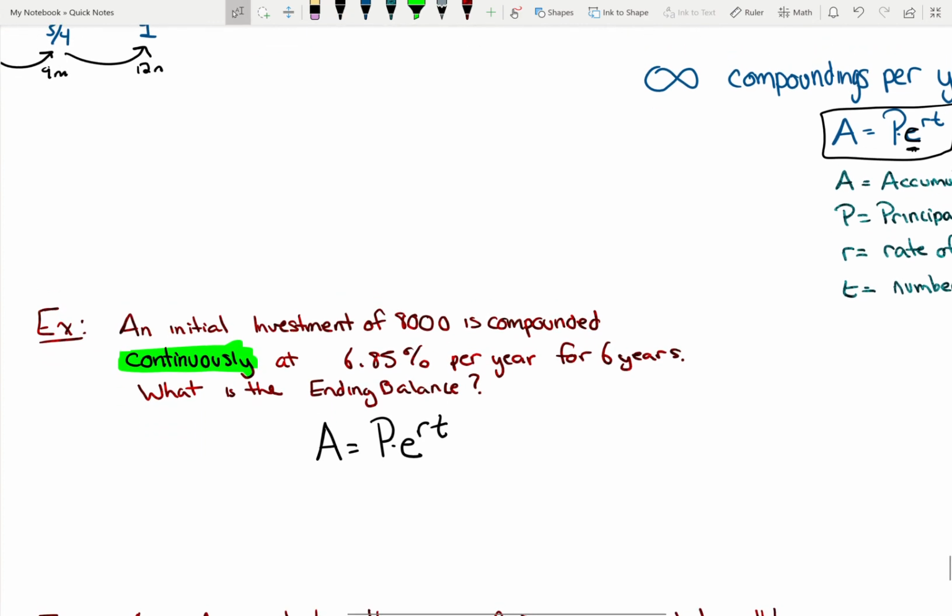Okay, so they want to know what will be our accumulated value at the end of 6 years. So it's very simple. All we got to do is fill in these variables, okay? So what does P represent? P represents our principal amount, which also means our starting value. So what was our starting investment here? Well, it was $8,000. And I'm going to multiply this guy by E. Remember, E is just about 2.71. Obviously, it keeps going forever. It's an irrational number.